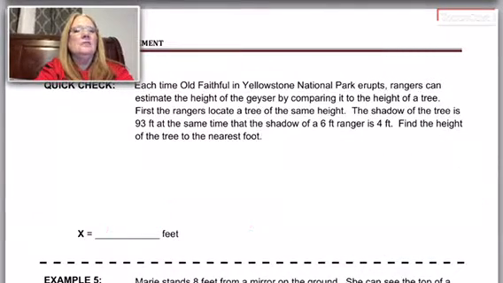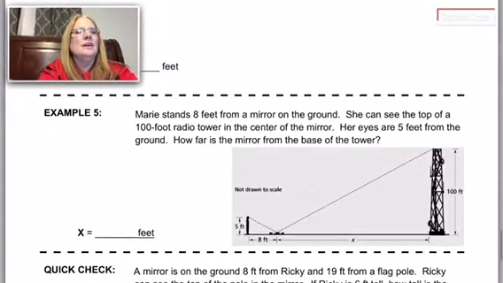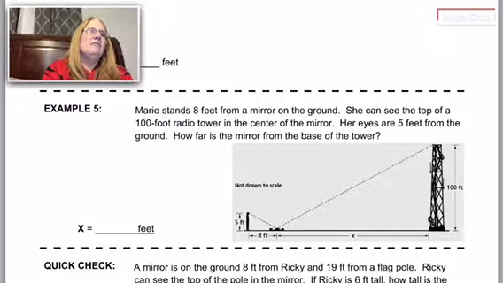The last couple examples are a very similar type problem that you'll see. It says Marie stands 8 feet from a mirror on the ground. She can see the top of a 100-foot radio tower in the center of the mirror. Her eyes are 5 feet from the ground. How far is the mirror from the base of the tower?